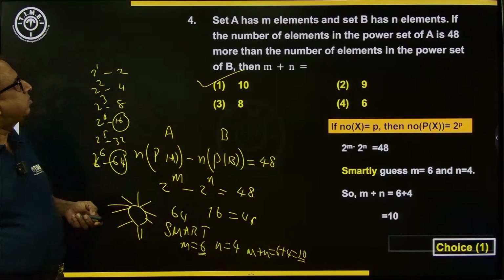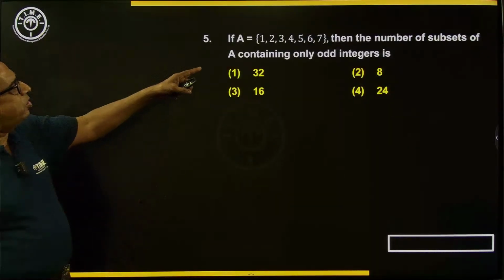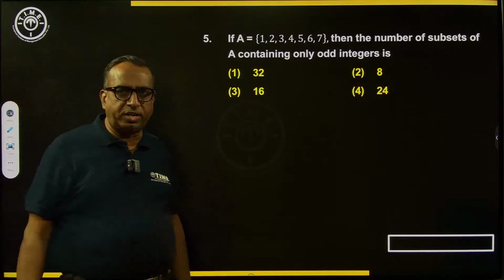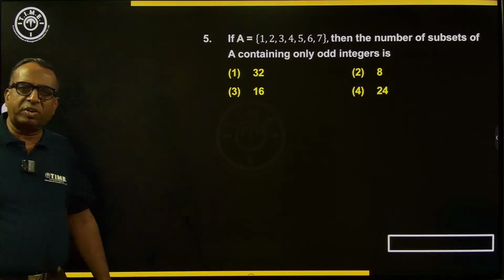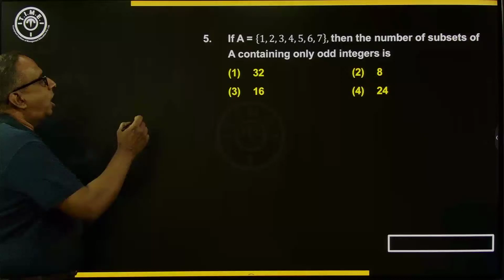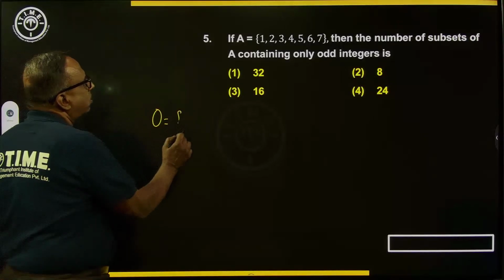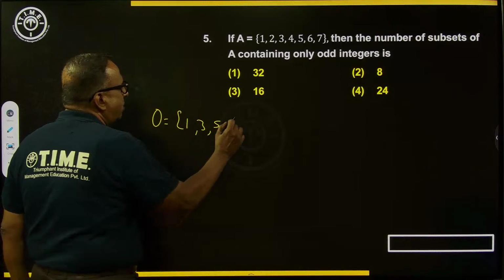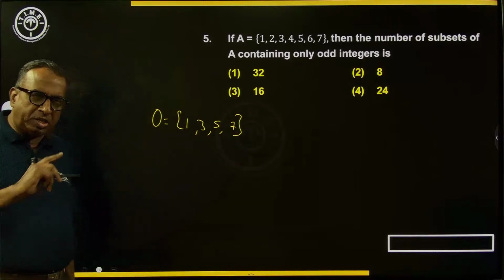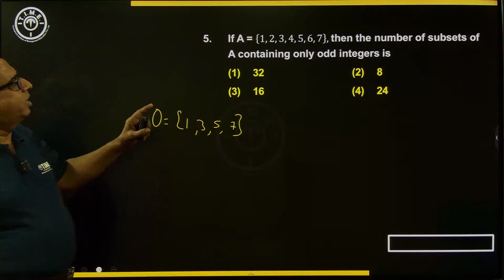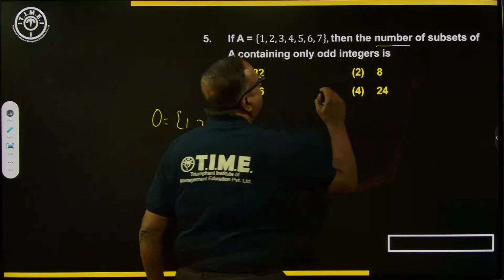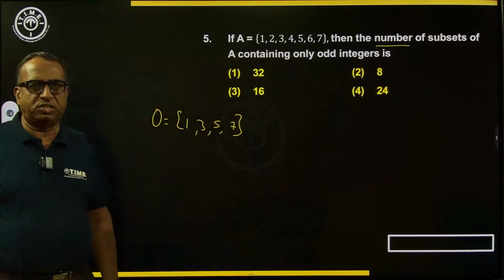Let's see the next question, question number 5. If A equals {1, 2, 3, 4, 5, 6, 7}, find the number of subsets of A containing only odd integers. Which odd integers are there in this? 1, 3, 5, 7. Only these are odd integers. What is the question? We want to count the number of subsets. How many subsets will contain only odd integers?